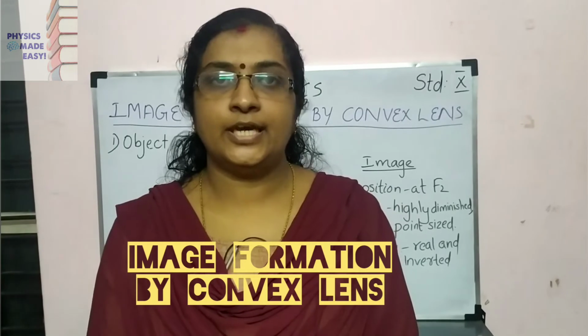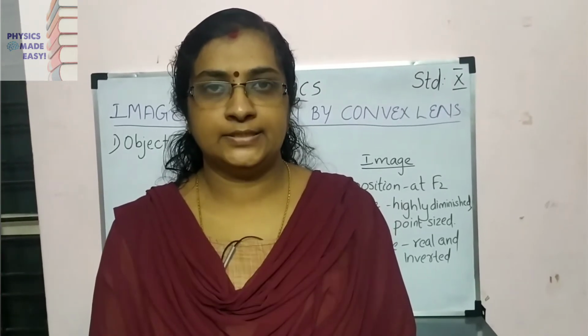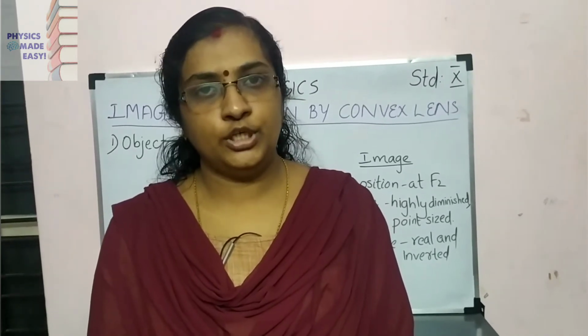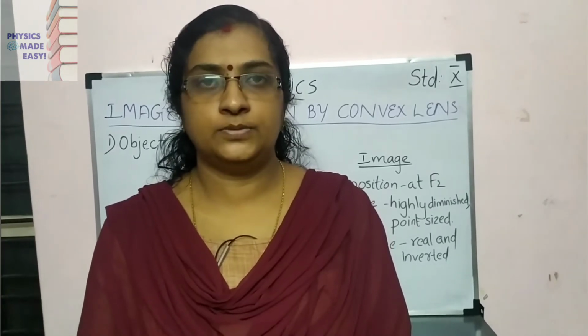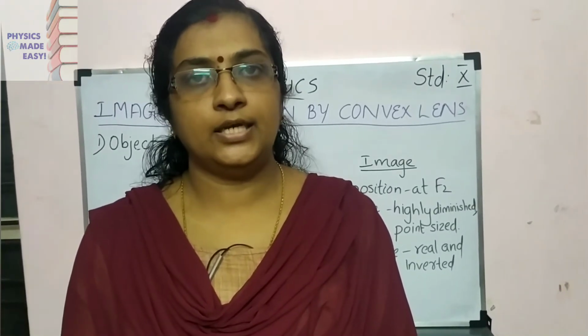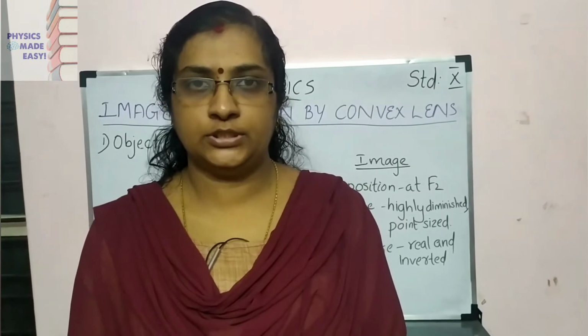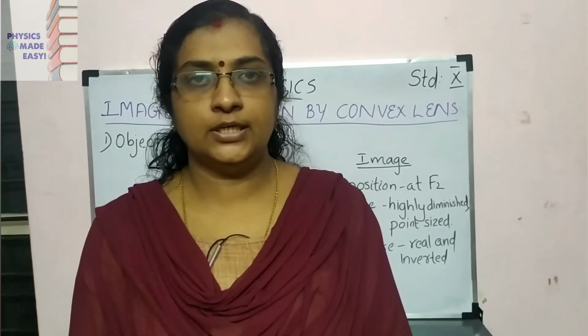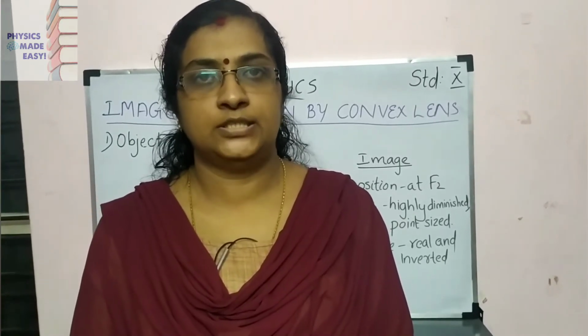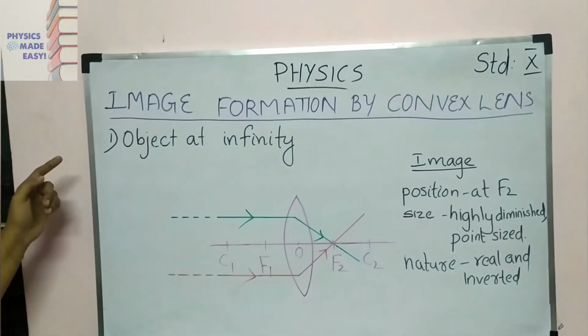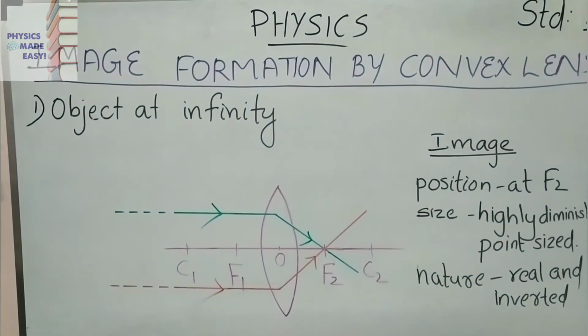Students, let us discuss the image formation by convex lens. Like mirrors, here also if you are changing the position of the object, you can see you are getting images at different positions. From that you can see the size of the image also changing. We have to consider the object is at infinity.